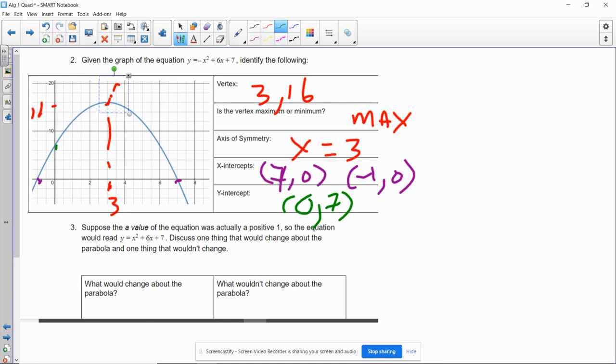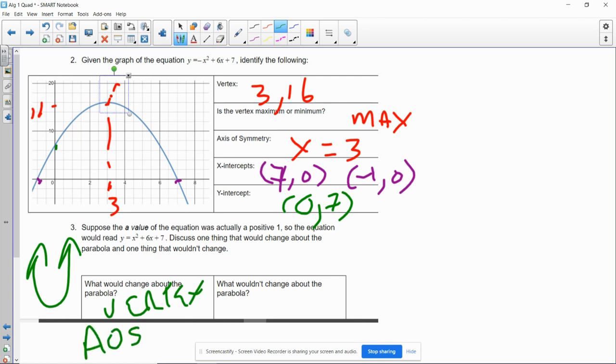So then we asked, okay, let's change this equation and make it positive x squared plus 6x plus 7. What would change? The first thing that would change would be the shape of the parabola. It would be going from an upside down to a right side up. It would open up. The vertex would no longer be at (3, 16), so the vertex would move. If the vertex moves, then the axis of symmetry moves, so that's going to be different. The x-intercepts are going to be different.